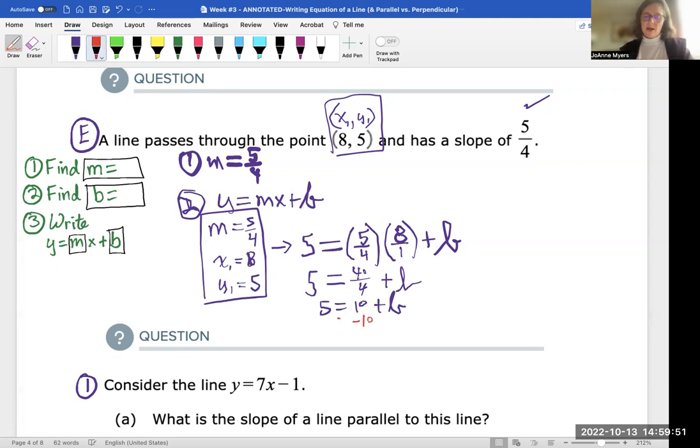I've simplified each side. Now I'm going to do whatever I want to both sides of the equation to isolate the b, and so it's a negative 5. So my b is negative 5. My m is 5/4. Write the equation. Step 3.